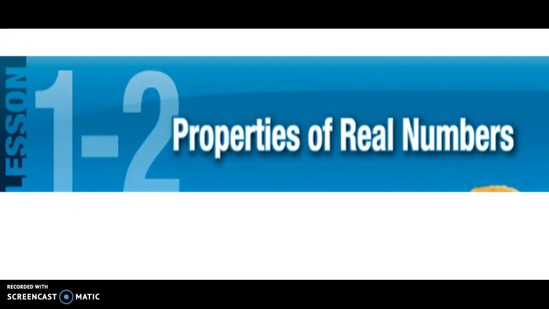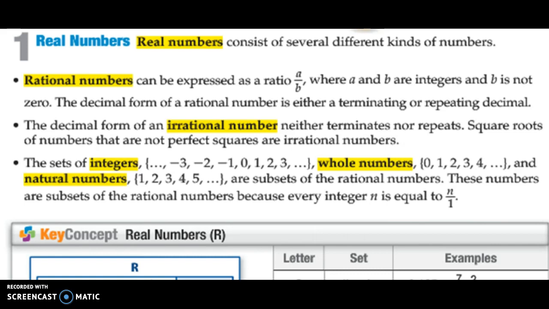Today we're going to be talking about section 1-2, which is on properties of real numbers. Now, real numbers is a set of numbers that we generally work with in mathematics. Real numbers include rational numbers, which are anything that can be written as a fraction, where a and b are integers, and the bottom, b, is not 0.